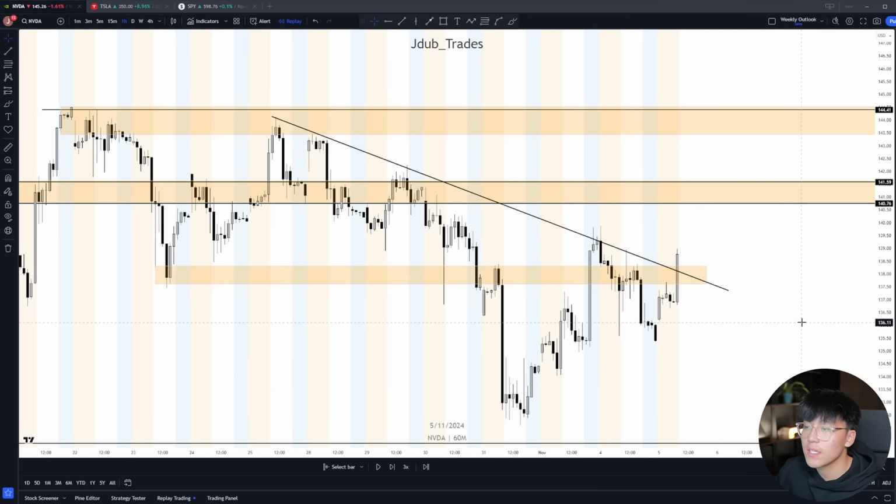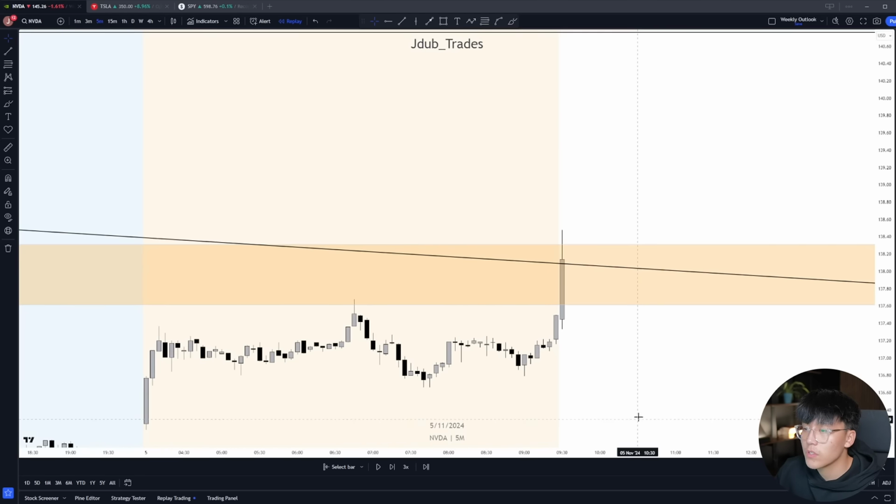So right here, you can see I'm on my second example and we're on NVIDIA. As you can see, what I have drawn out is this trend line: 1 touch, 2 touches, 3 touches, 4 touches, 5 touches. So we have a lot of touches on this trend line. And now you can see we're trying to break out on the 1-hour time frame.